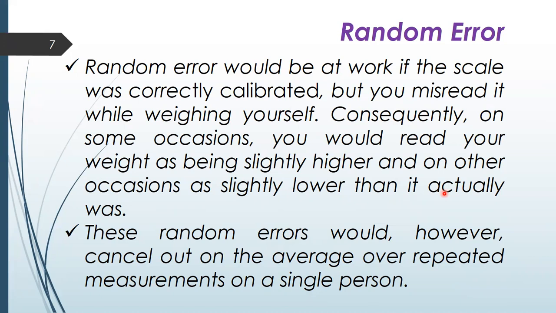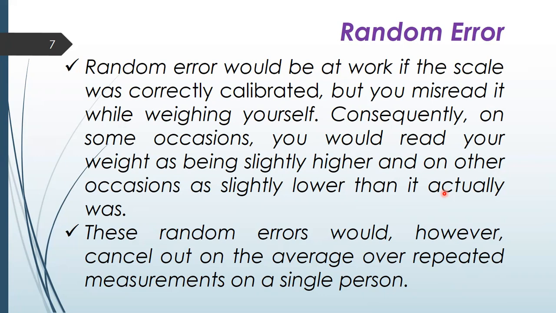So that's why the second kind of error, of course, is the random error. Random error will be at work if your scale was correctly calibrated, but because of the angle with which you are looking at the measuring scale, you kept on adding a few kilograms or grams to the measurement because your eye was not properly placed. It could even be because the person has a visual deformity. So many other factors could lead to random error, actually.